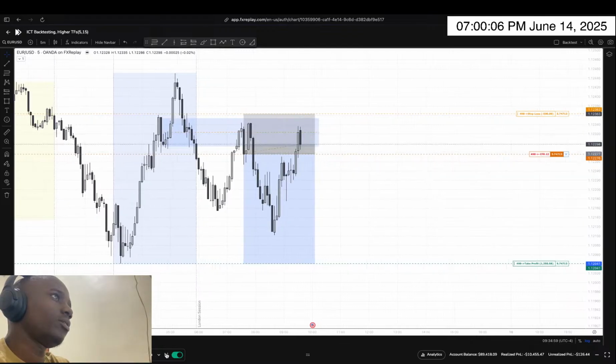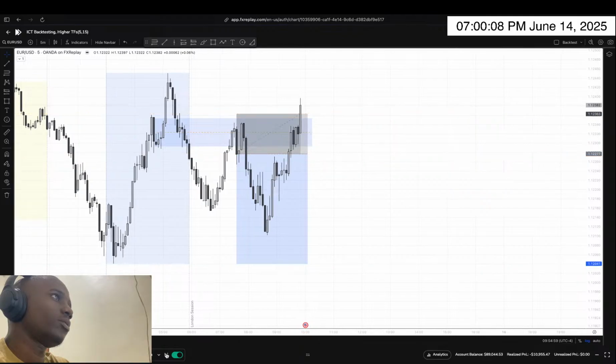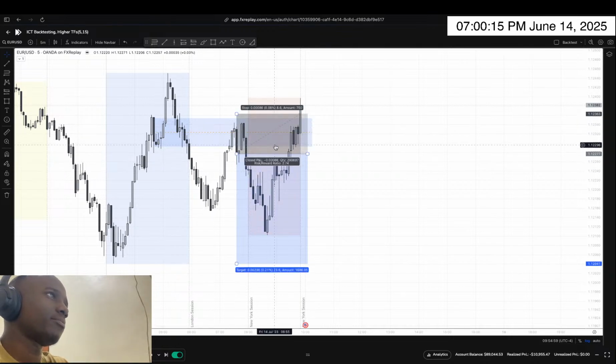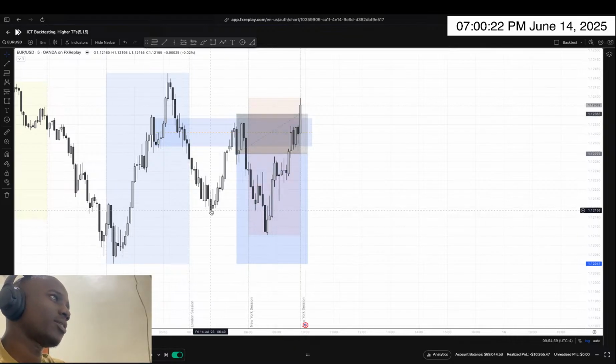Boy, London lows were taken out. Look at this. Push higher then the drop, as in we respect the breaker. Drop, drop, drop, drop. Then we don't hit there, but this low gets taken out quickly.